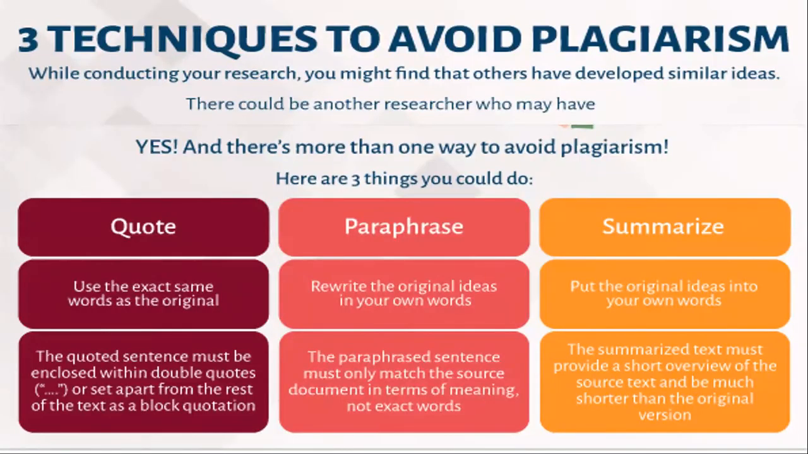So, how can you avoid plagiarism? While conducting your research, you may have found that other people have similar ideas like yours. There can be another researcher who has had the same idea as you. So instead of copying it, you can quote it. That means you use the exact same words as the original and you quote the sentences so that it is set apart from the rest of your text.